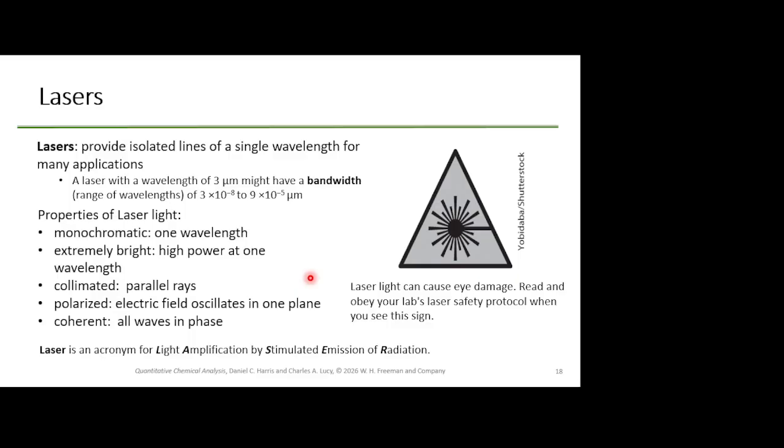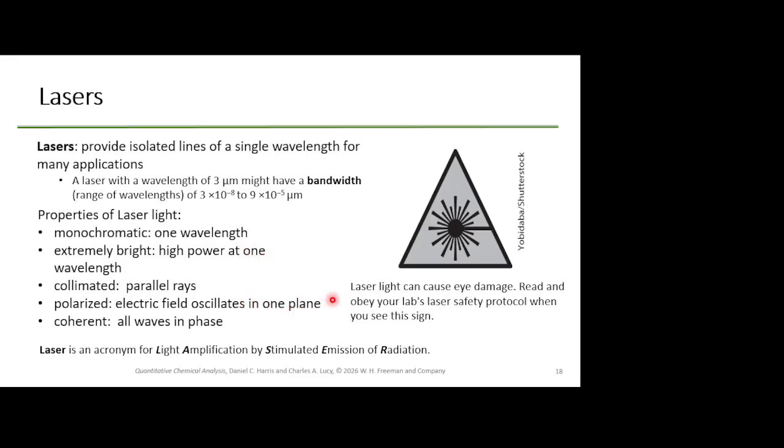Yep. So some of the properties of laser light: it's monochromatic. It's going to just have one wavelength. It's extremely bright. This is due to the intensity. It's very high power at that one wavelength. It's collimated. Collimated means it's in a column, right? So it is parallel rays. Okay, the rays are highly coherent. That's one of the reasons it's so intense.